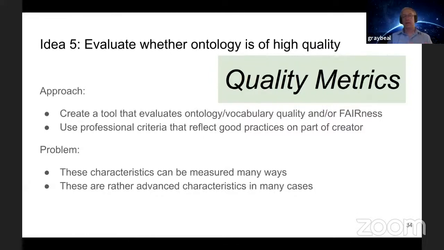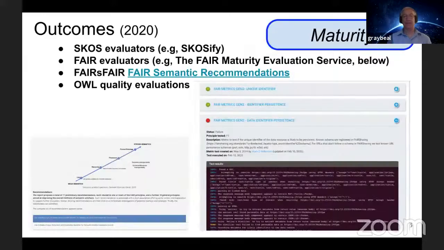And another approach was to evaluate the quality of the ontology by defining metrics for the ontology. Typically, these would be professional criteria that reflect good practices, and therefore they tend to be sort of advanced, and maybe they are a little too advanced for the average user and not always done in the same way. There are a lot of evaluators like this, and so it's not like you can walk into one and go boom and say, that's the ontology I want to use, or those are the terms I want to use.